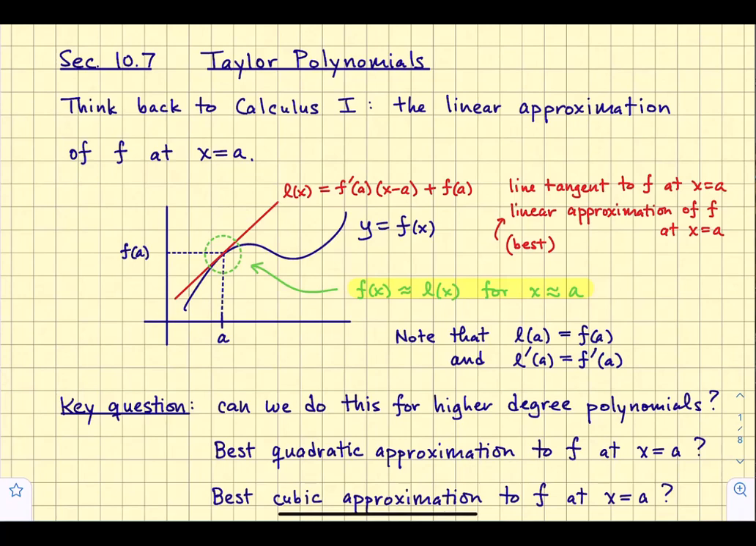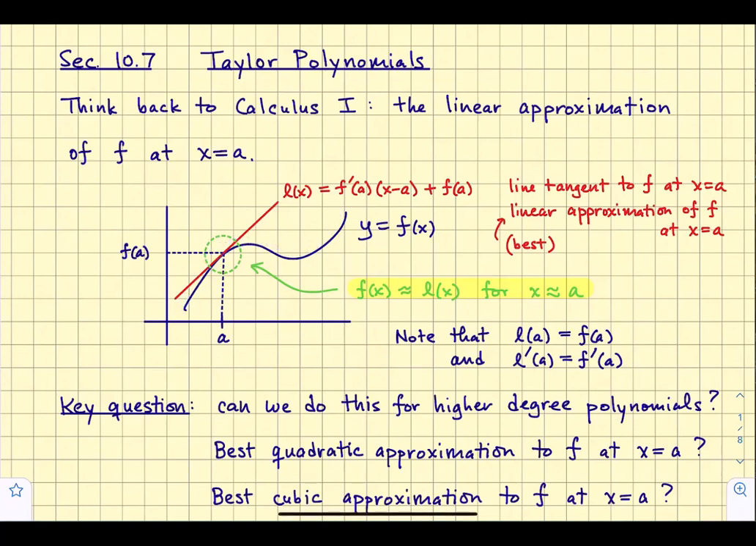So for example, can we find a quadratic approximation? And we'll be even more ambitious. Can we find the best quadratic approximation to f at x equals a? You could think of it as a sort of tangent parabola. Now that isn't exactly what's happening, we'll talk about what we mean by that. But what if we wanted to find the best quadratic approximation to this function f at this point?